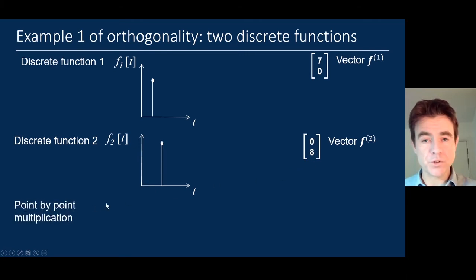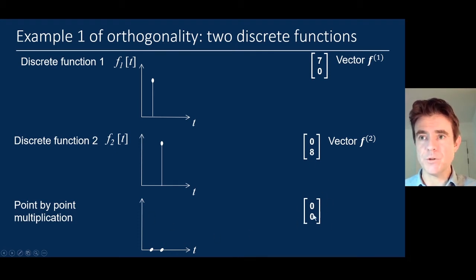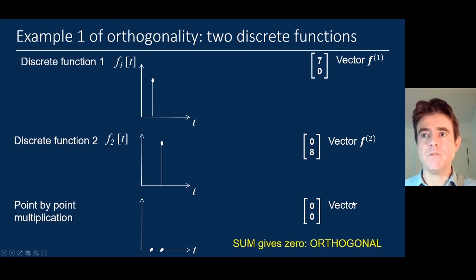What we do then to do a scalar product or a dot product is we multiply them point by point. And as you can see here, this times 0 is 0, this times that is 0. So the output, the function that is the product, is just 0, 0. Now to do the scalar product, we need to sum the elements, and we see that it gives 0, which means those two discrete functions, by definition, are orthogonal to each other.